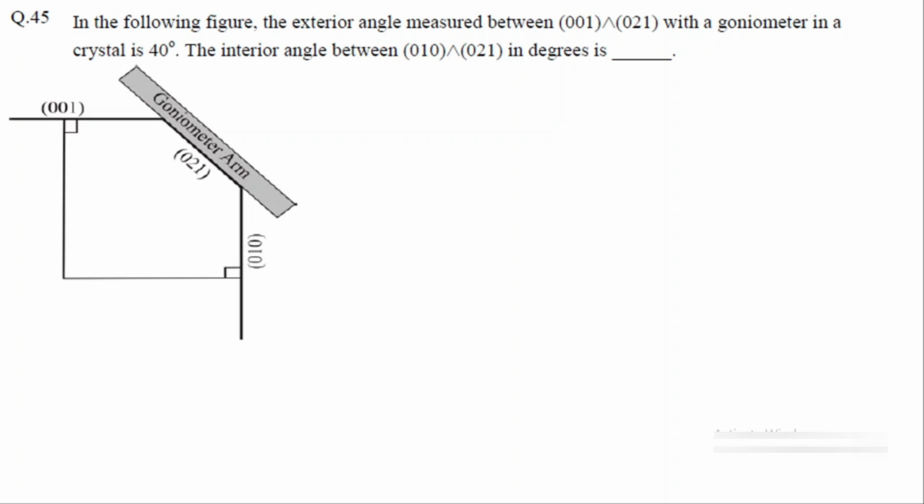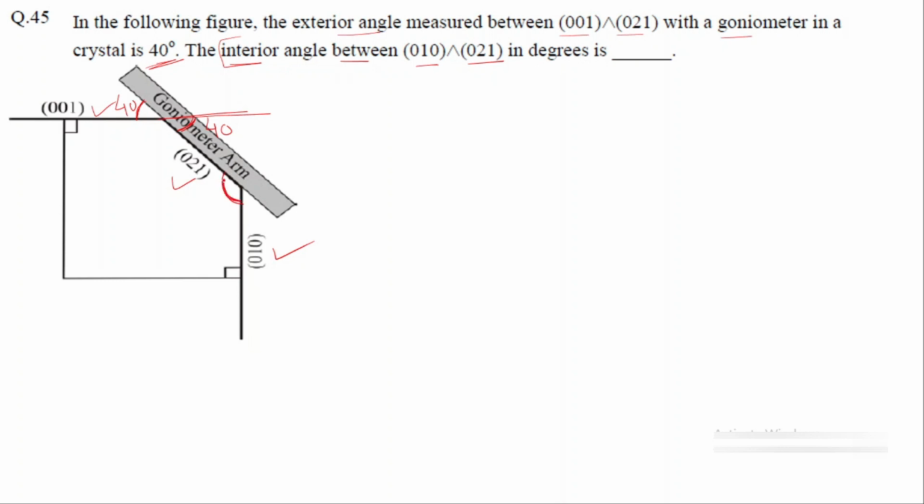This was the question in which the exterior angle between two planes 001 and 021 is measured with a goniometer, and it is given to be 40 degrees. That means this angle, either you take this angle because this is the exterior angle of these two planes, or you could extend this line and calculate this angle as well. Both of these angles are the same, 40 degrees. Now the next thing they are asking is the interior angle between this plane and the other one, 010 and 021. They are asking the interior angle, that means this one.